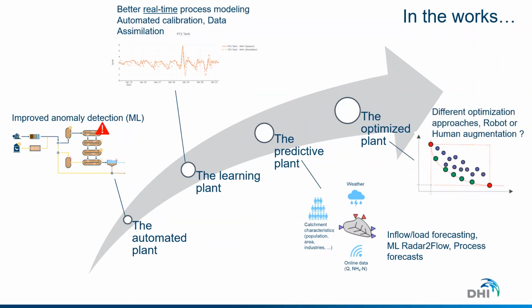And then also we are working with different types of optimization approaches. And again, here I think it's going to be interesting to see how far we can get with that. I would say that the first three, the automated, the learning, and the predictive plants, are quite mature, while the optimized plant here is still where we have a good deal of things to learn.